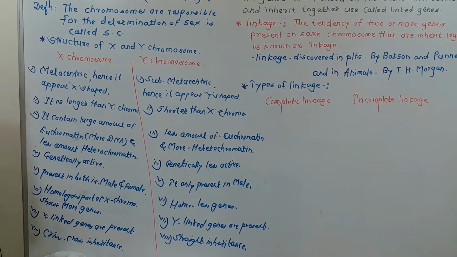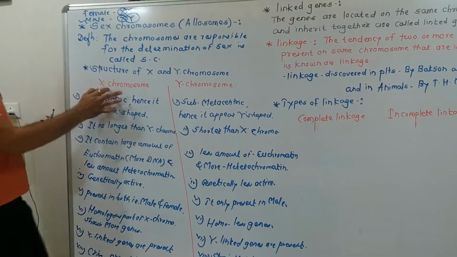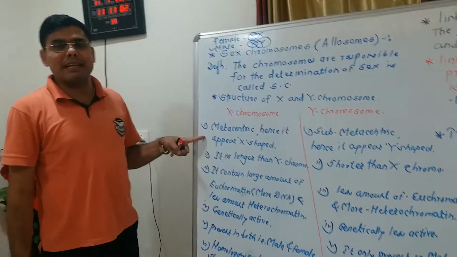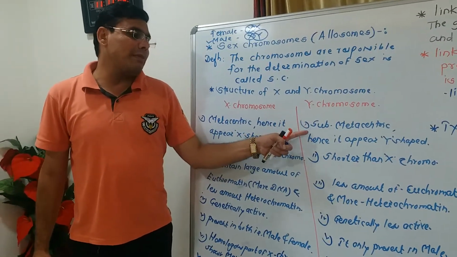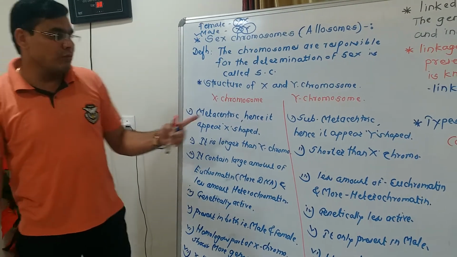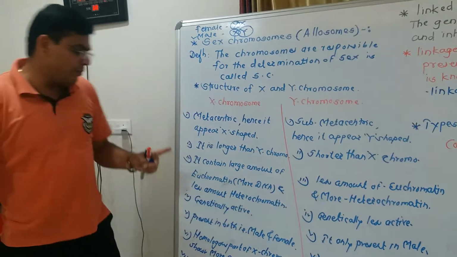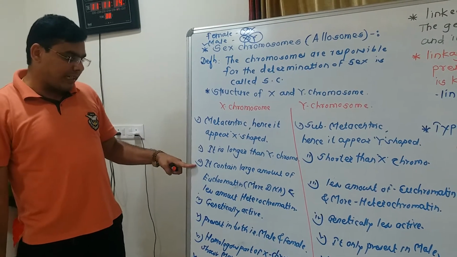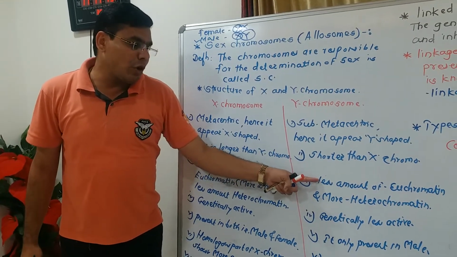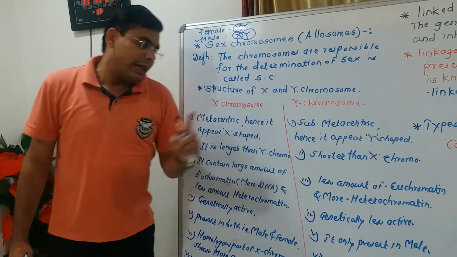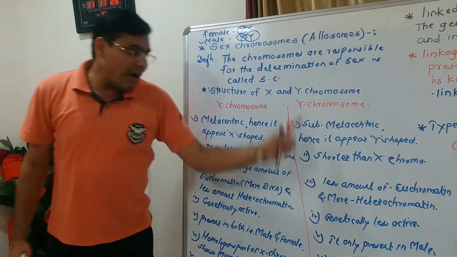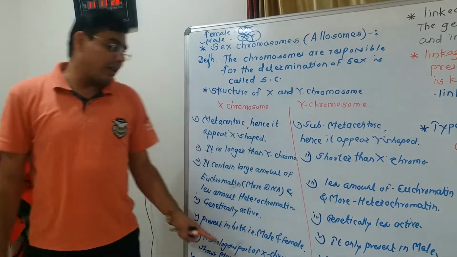So I again repeat all the points. First, X chromosome, Y chromosome. The X chromosome is metacentric, hence it appears X shaped. The Y chromosome is submetacentric, hence it appears Y shaped. The X chromosome is longer, the Y chromosome is shorter. X contains a large amount of euchromatin and less heterochromatin, but Y contains less euchromatin and more heterochromatin. So the X chromosome is genetically active, the Y chromosome is genetically less active or inactive.